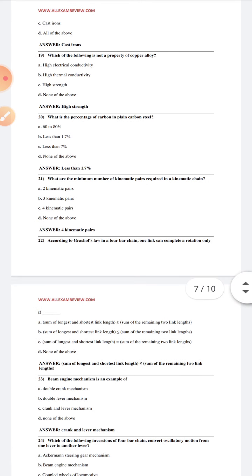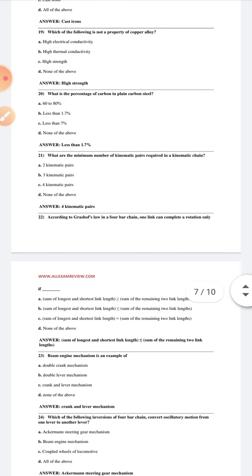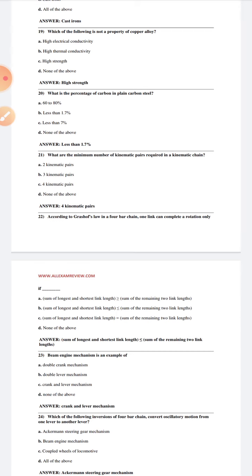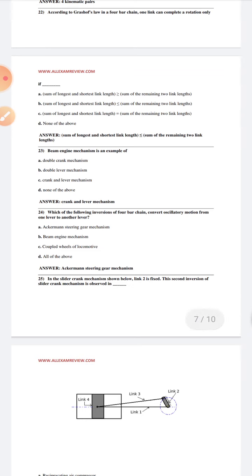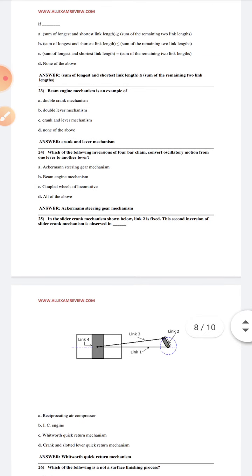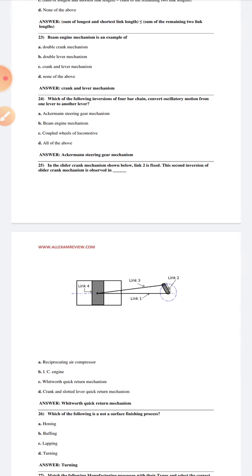According to the Grashof law, in a 4-bar chain, one link can complete a rotation only if the sum of the largest and shortest link is less than or equal to the sum of the remaining two links. Beam engine mechanism is an example of crank and lever mechanism. Which inversion of the 4-bar chain converts the oscillatory motion from one lever to another lever? Ackermann steering gear mechanism.